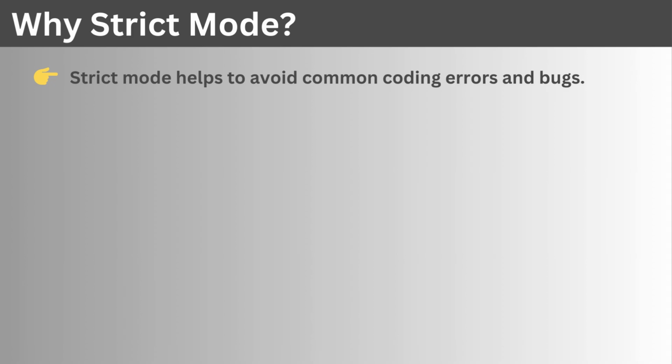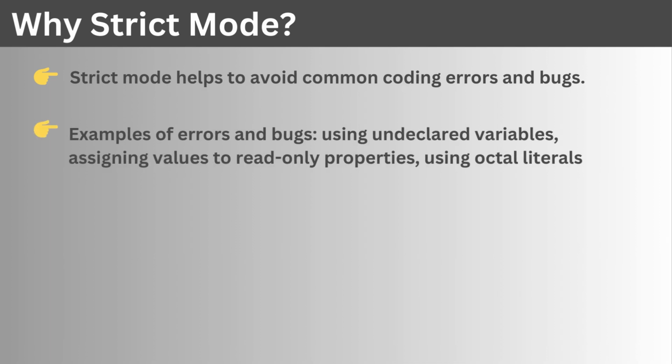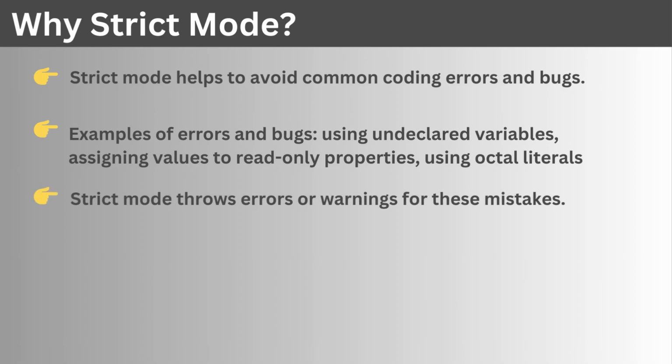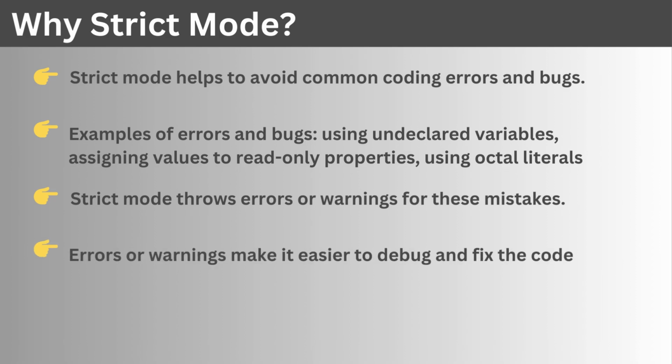Now, why do we need to use strict mode? Strict mode is beneficial for several reasons. First, it helps us avoid common coding errors and bugs such as using undeclared variables, assigning values to read-only properties, or using octal literals. Strict mode will throw errors or warnings for these mistakes, which makes it easier to debug and fix our code.